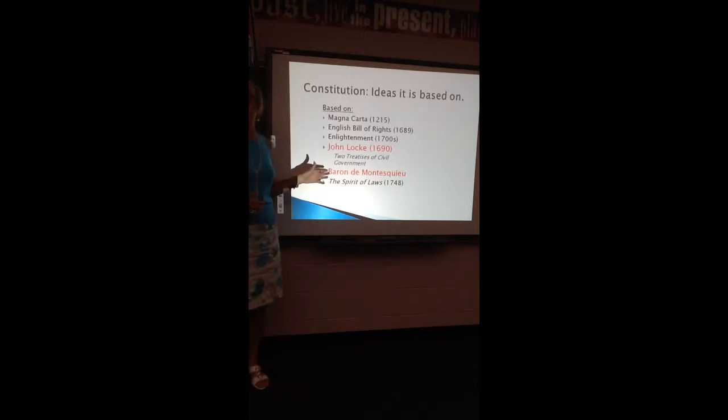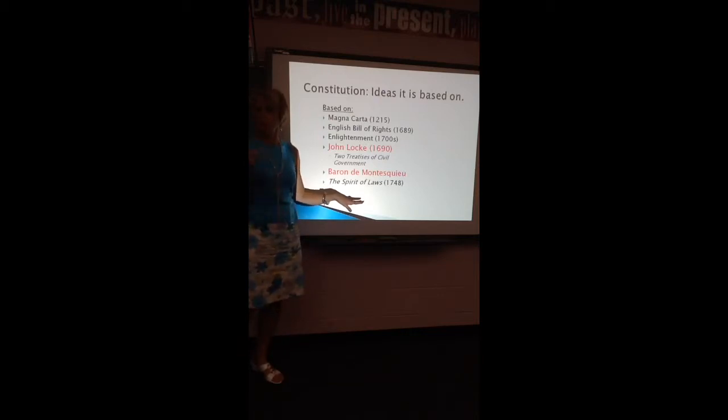They used these ideas to form the basis with which they were going to set up our form of government. We will look at these in class, but just so you're familiar with them: the Magna Carta, the English Bill of Rights, the Enlightenment movement during the 1700s, which included John Locke and what he wrote about the purpose of government, and Baron Montesquieu, who talked about the purpose of laws. A lot of the ideas our founding fathers had came from these writings before us.